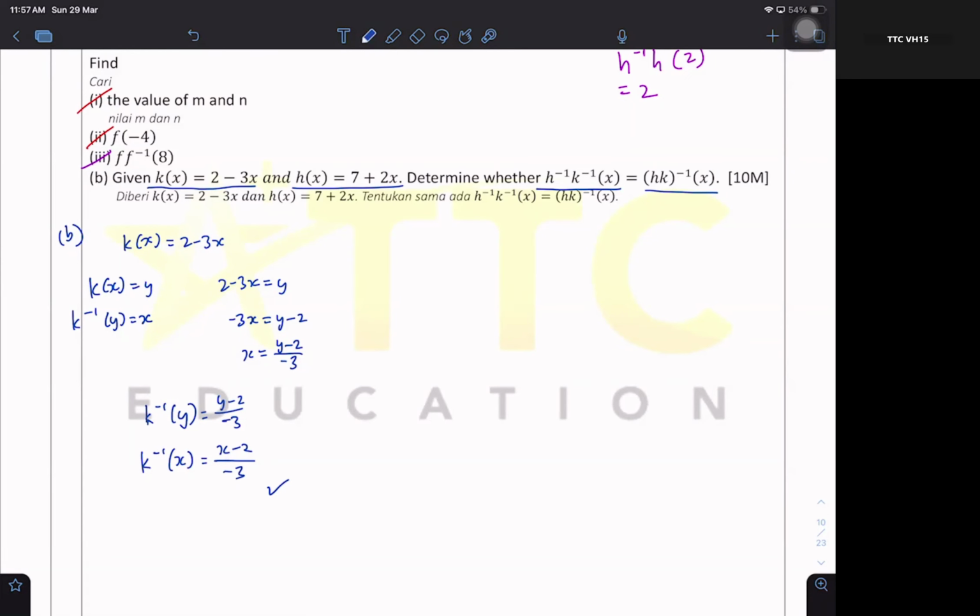Okay, next, we also want to find the h inverse, because we know we also need the h inverse. h(x) equals to 7 plus 2x. Like left-hand side equal y, right-hand side also equal y. x and y switch, become h inverse.